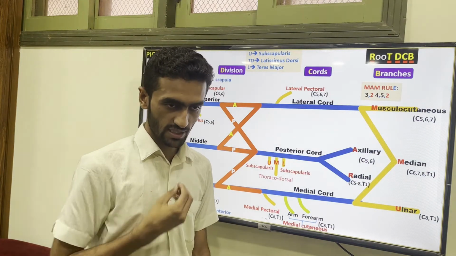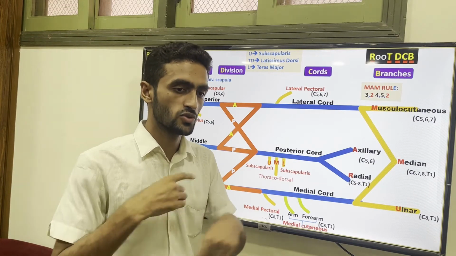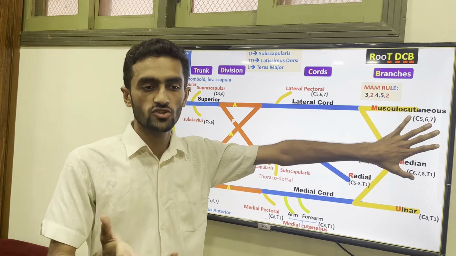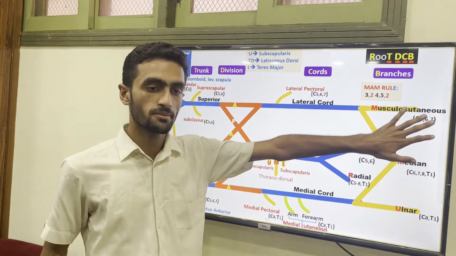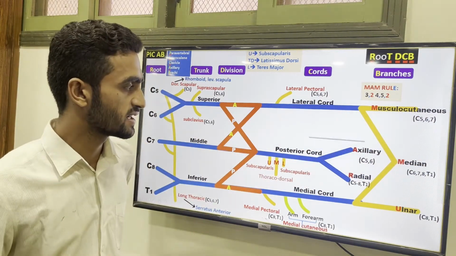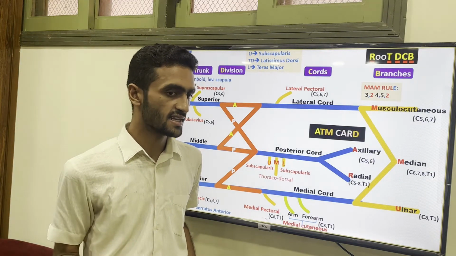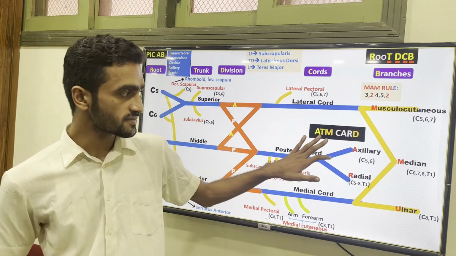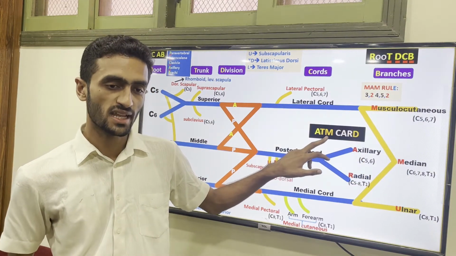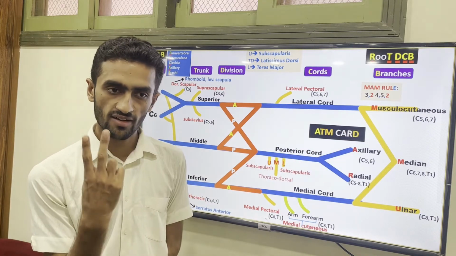The next few words I am mentioning, you should repeat before the exam. Coming to this, I am sharing the short story of all the nerves. Coming from the musculocutaneous, first, the very short nerve is your axillary nerve. I call it ATM card. The reason is that A represents axillary, T represents teres minor, and T represents deltoid. Only two muscles of axillary supply.